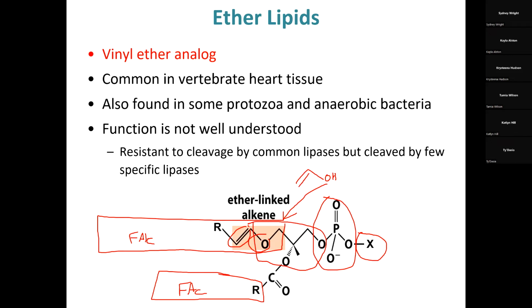The only difference from a glycerol phospholipid is this: in a glycerol phospholipid, both of these are connected by ester bonds. With the ether-linked alkene, instead, one of them is this ether group here, joined by that ether group.